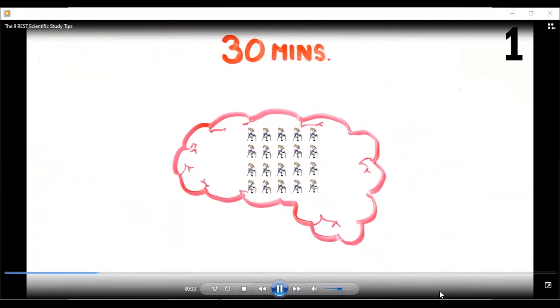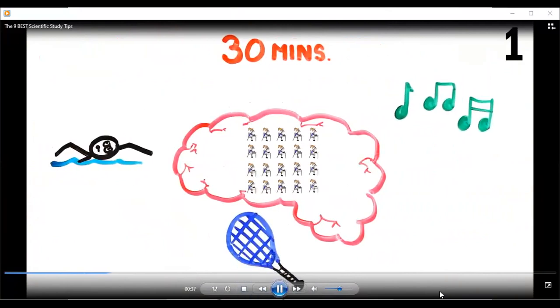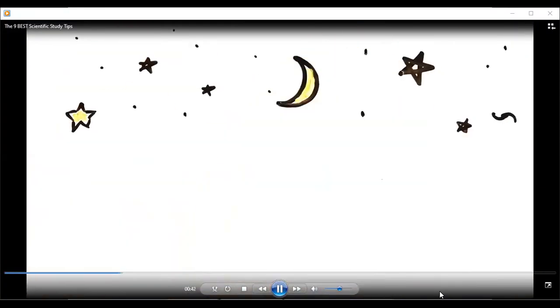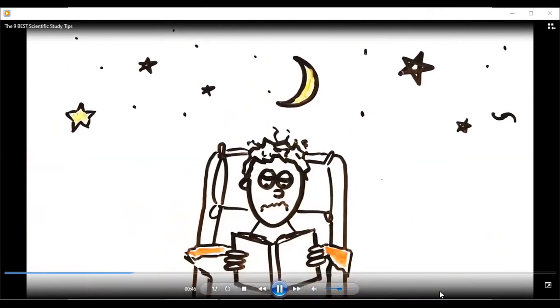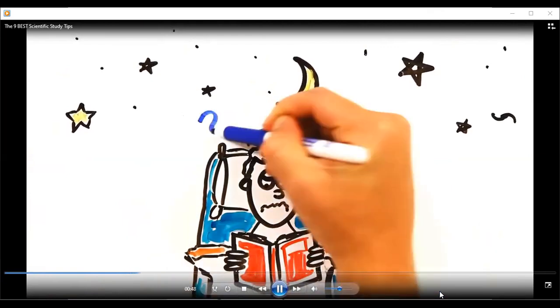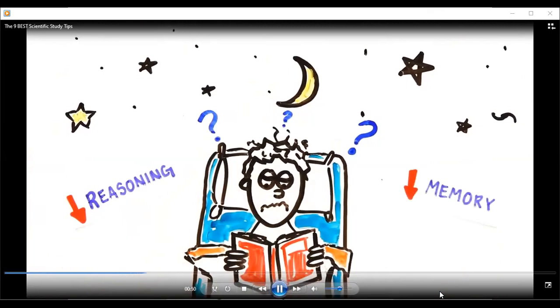And this is why even learning different skills, whether it's swimming, tennis, or a singing lesson, often follows this same format. And while cramming and pulling all-nighters may be a ritual, it turns out that this is linked to the lowest grades. After prolonged nocturnal study sessions, reasoning and memory may be negatively affected for up to 4 whole days.